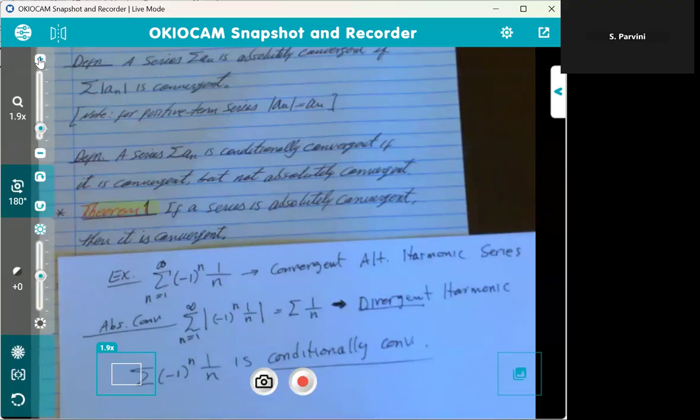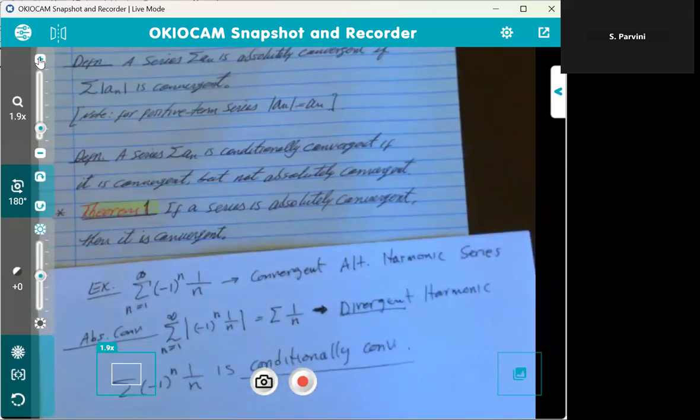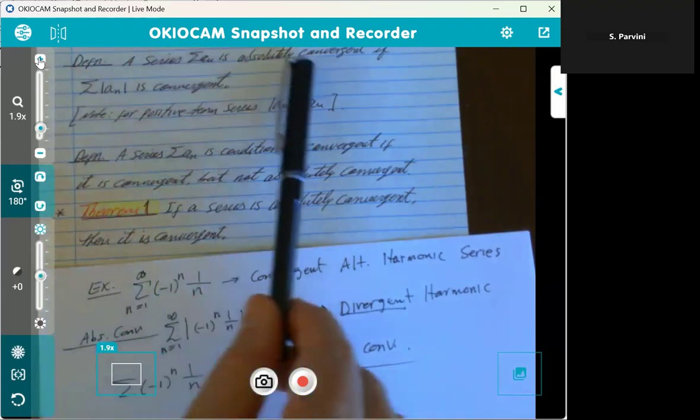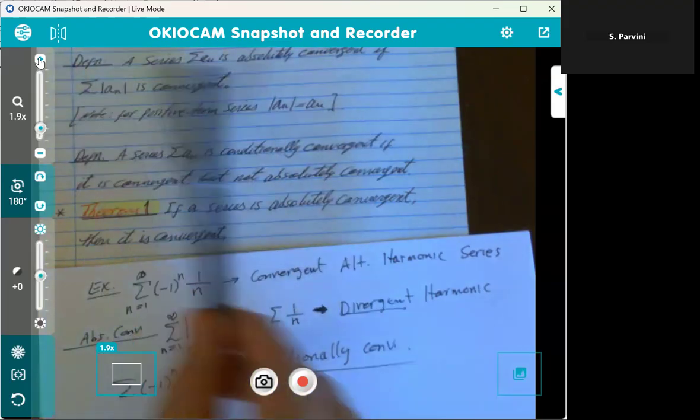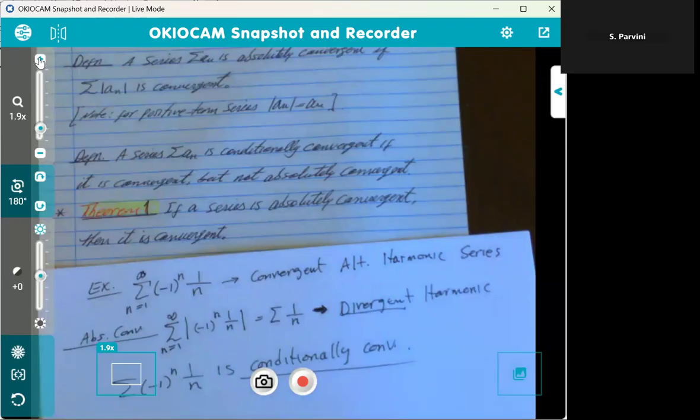Now let's take a look at our first theorem. Theorem 1 says: if a series is absolutely convergent, then it is convergent. That's kind of the definition. Well, no, that was the definition of absolute convergence. But here's our first theorem: if a series is absolutely convergent, then it will be convergent.